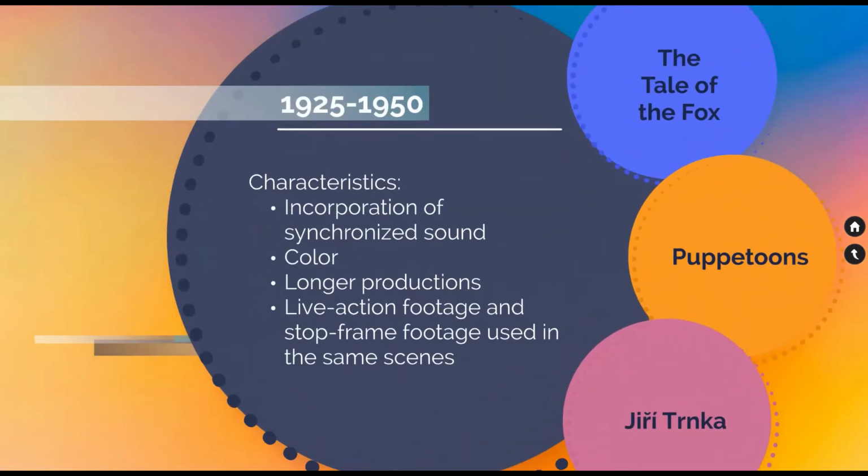After the release of The Lost World, stop-frame animators were inspired by the techniques used by O'Brien. Even O'Brien himself was inspired by The Lost World to create his biggest hit, King Kong, in 1933. The stop-motion animated films that came out during this period can be characterized by their addition of color and synchronized sound, longer productions that were entirely stop-motion animated, and the combination of live-action footage with stop-motion footage.